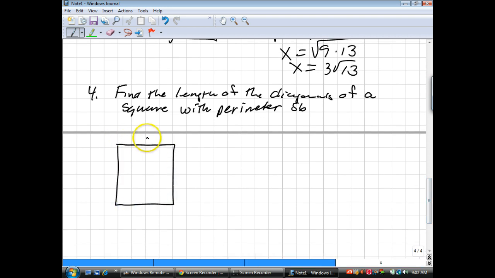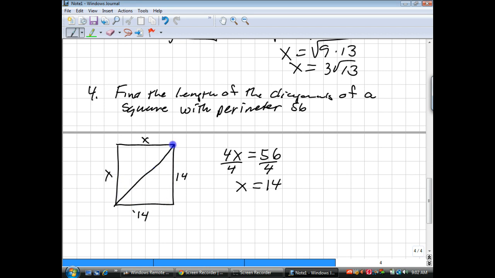and we know in the square that all the sides are congruent. And so if the perimeter is 56, we know that 4x equals 56. So divide both sides by 4. So x equals, let's see, it goes in 14 times. Okay, so x equals 14. So we know then that each of the sides is 14.